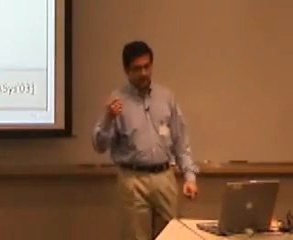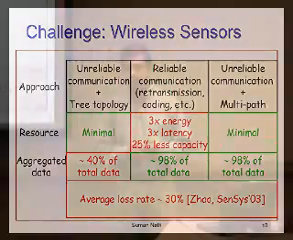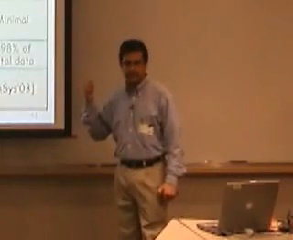For example, it reduces the channel capacity by 25%. It increases the latency by 3 times. And more importantly, it increases the energy consumption by 3 times. And since those sensors have limited battery power, the effective lifetime of those sensor networks is reduced by around 3 times.